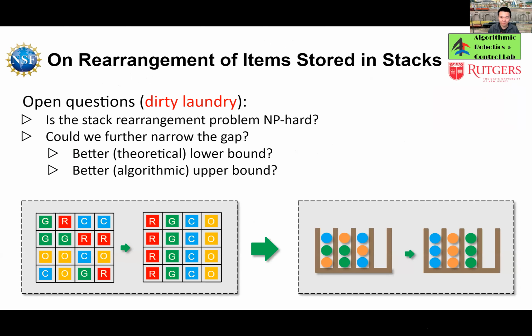So I'll just be quick with this. There are some open questions. We don't know whether the problem itself is NP-hard, although we believe it is the case. And we narrowed the gap for most n and d, but there are still some of these gaps left. We're not sure how to deal with this. Can we get a better lower bound? Can we get a better upper bound? Thank you.